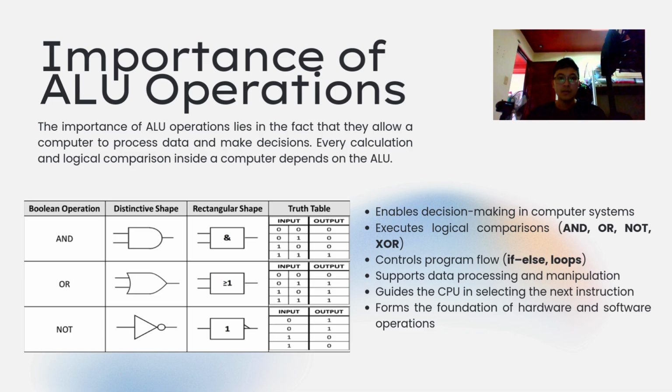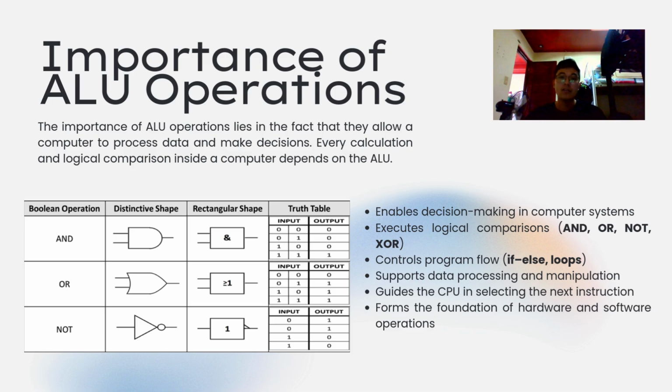So the next one is the importance of the arithmetic logic unit, or ALU, operations. The importance of these ALU operations lies in the fact that they allow a computer to process data and make decisions. Every calculation and logical comparison inside a computer depends on the ALU. ALU operations are essential for decision making in programs, especially in conditional statements like if-else and loops. They allow the computer to compare values, check conditions, and control the flow of execution.